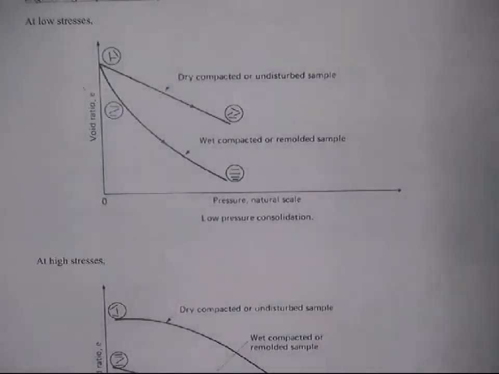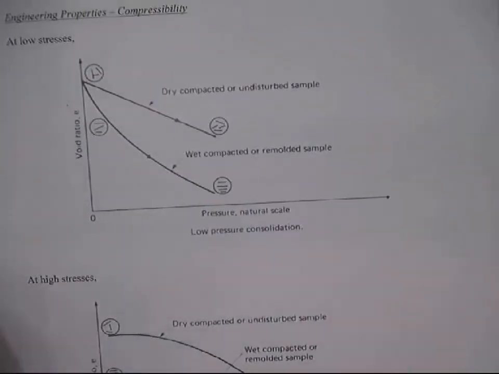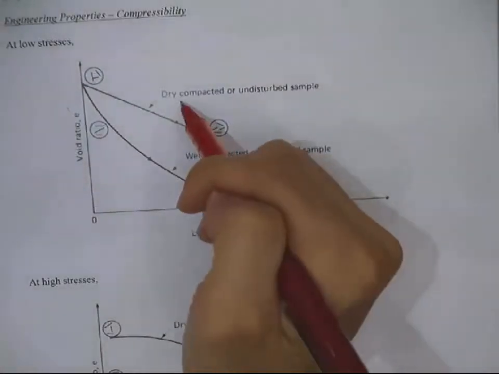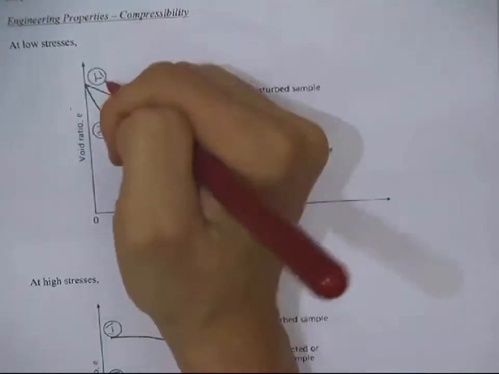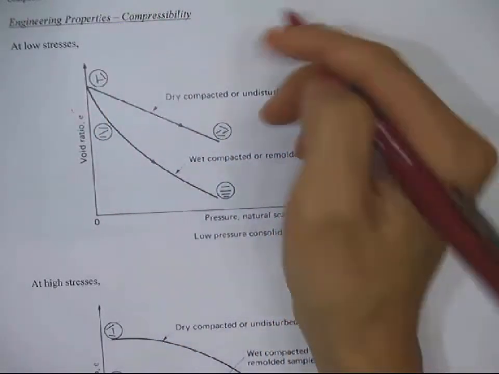Okay. On the next page, compressibility. Dry compacted soil has this kind of flocculated structure, right? Let me draw this one.